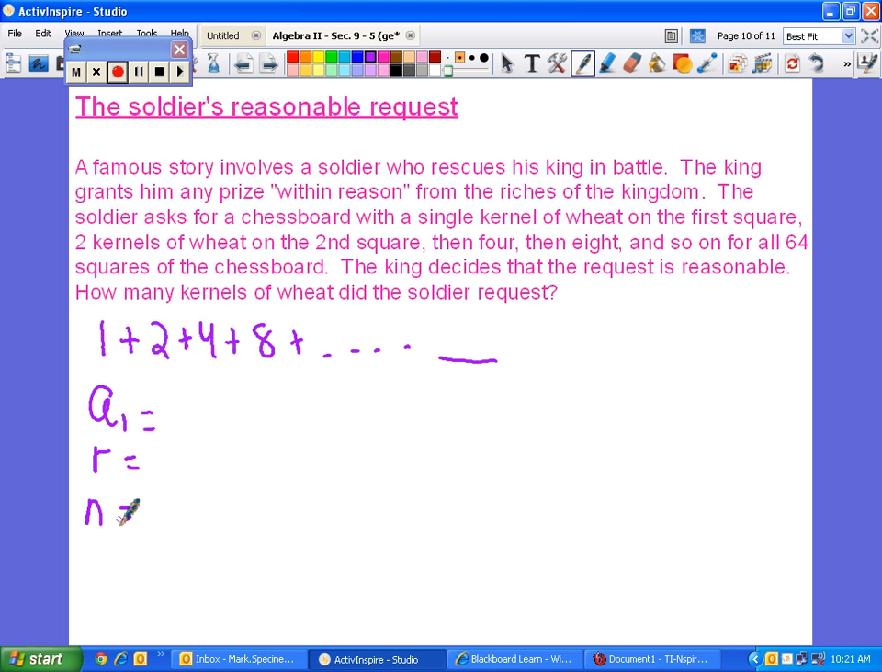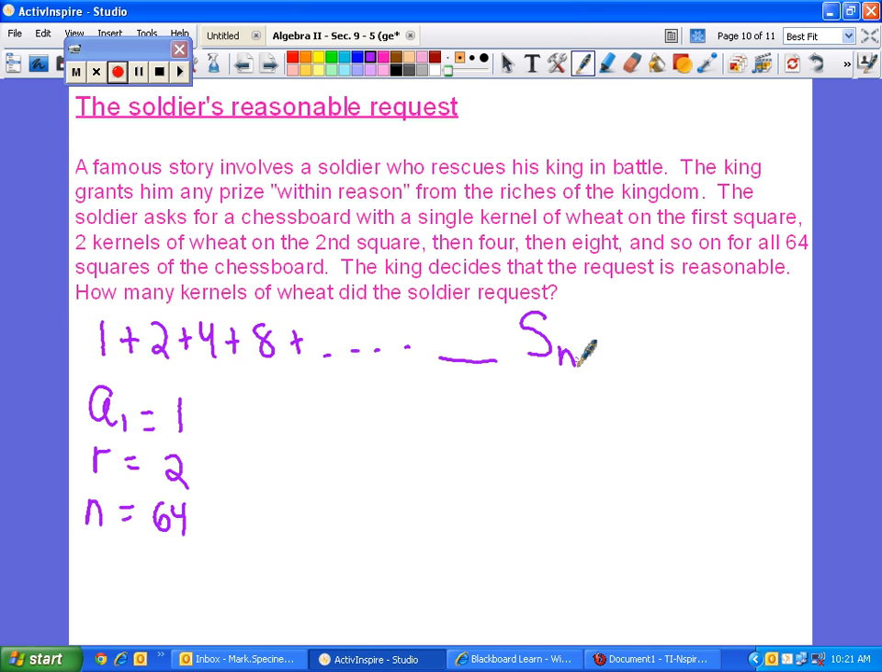So my first term is 1. My common ratio is 2. And here, this is what we're trying to figure out. We want the sum. But we don't care about the value of the last term, because now we know how many terms there are. There's 64. So now we can go straight to our sum formula.